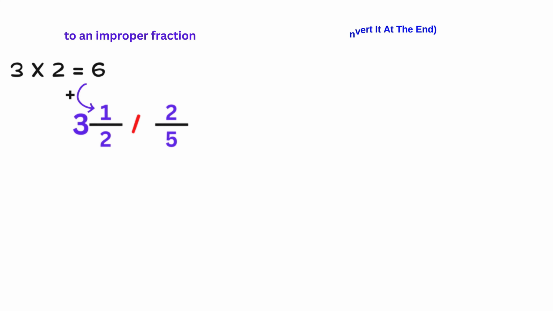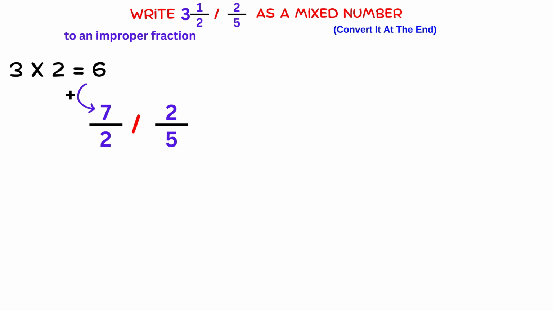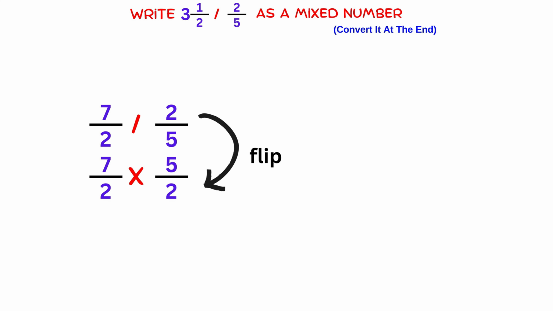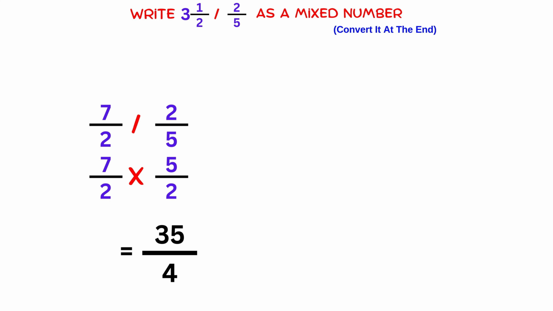So we do 3 times 2, which is 6, and then add that to the numerator. So, because 6 plus 1 is 7, we end up with 7 over 2, and our question now reads 7 over 2 divided by 2 over 5. Then, like always, we flip the 2 over 5 upside down to get 5 over 2, and change the divide to a multiply, so we're going to have to do 7 times 5, which is 35, and 2 times 2, which is 4, to get 35 over 4, and we can't simplify this at all.